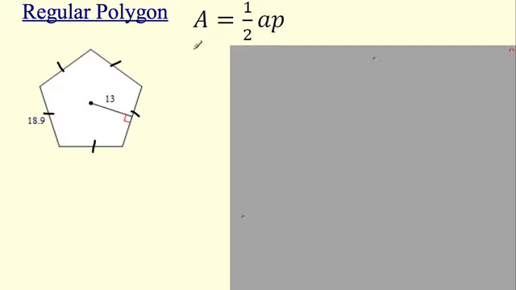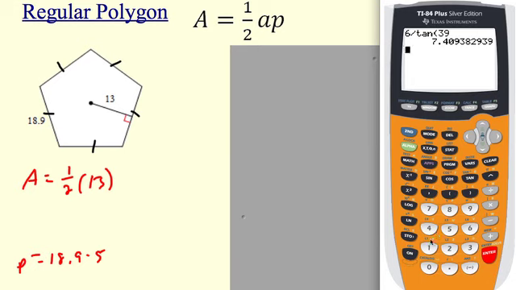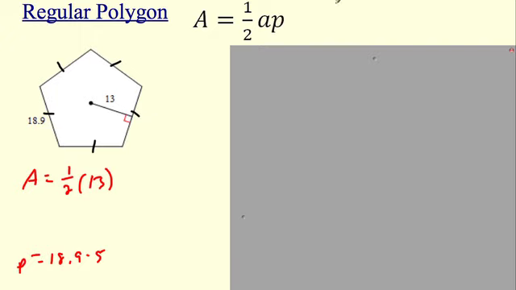So let's do this one. This one's not too bad. 1/2, what's the apothem? 13. What's the perimeter? The perimeter in this case is going to be 18.9 times 5. So multiply that out. That'll give you your perimeter. If we want to do it real quick, 18.9 times 5. Boom, 94.5. So really my perimeter is 94.5.